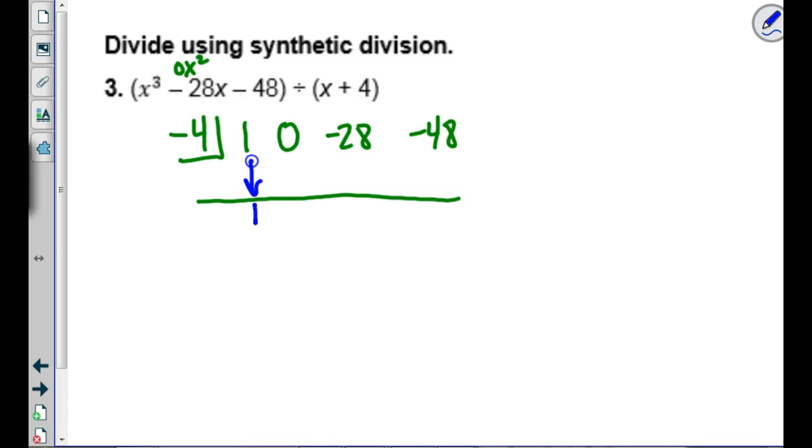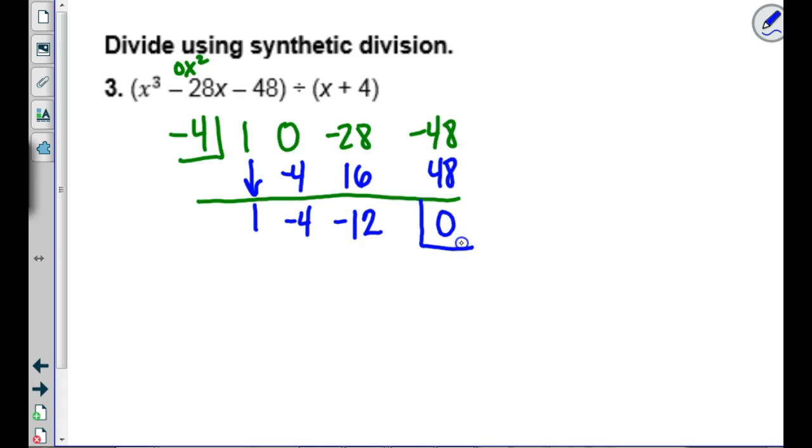Bring down the 1. Negative 4 times 1 is, and that gets written up here. Add, not subtract, add. Multiply. Add. Negative 12. Okay. Multiply. Add. Okay. The last one is always a remainder, so this one went in evenly.